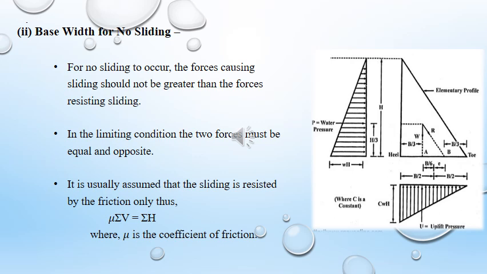So, frictional resistance, that is mu times the summation of V, where mu is the coefficient of friction, should be equal to or more than the horizontal forces. So, this mu times the summation of V, that is the frictional resistance, will equal P, that is the summation of H.